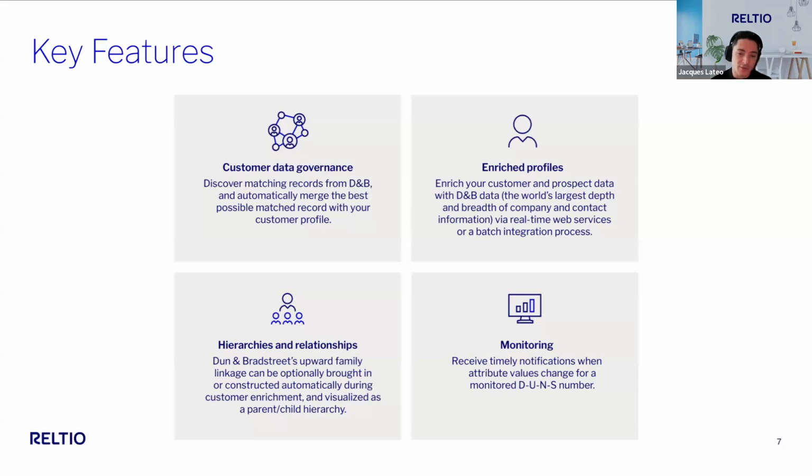We also have, of course, the rich data that the DMB provides, including the hierarchies and relationships. And then we also support Dun & Bradstreet monitoring, and we can talk a little bit about that a little later. We have 4 modes of operation. So there is the on-demand or UI buttons that most of you may be familiar with. We'll cover this in a demo shortly.